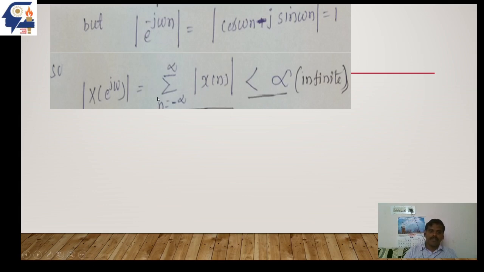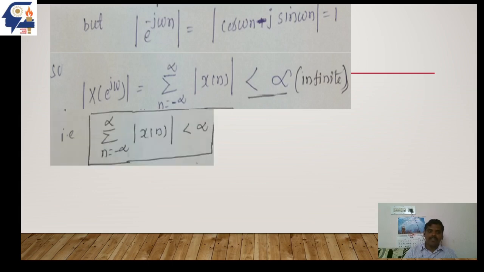If the summation value is less than infinity, then there exists a DTFT for the given sequence. This is the condition for existence of DTFT. This is not a necessary condition, this is a sufficient condition for DTFT to exist for a given sequence.